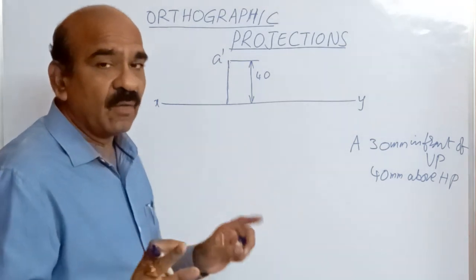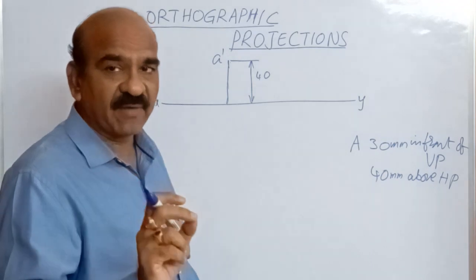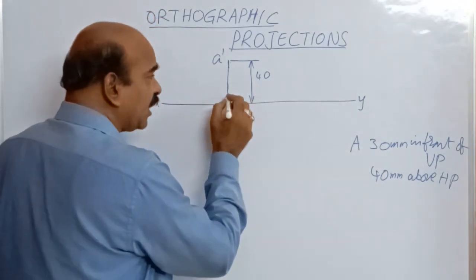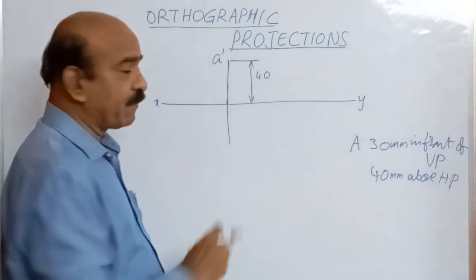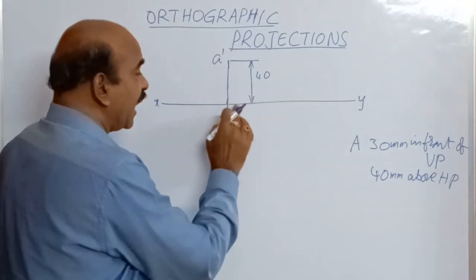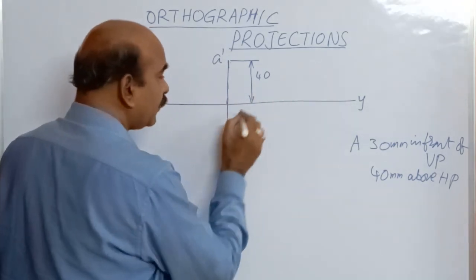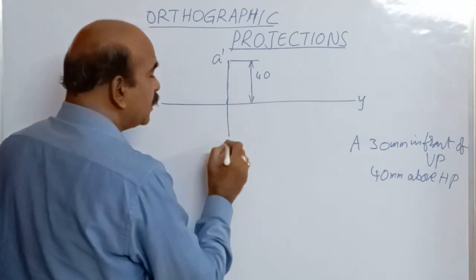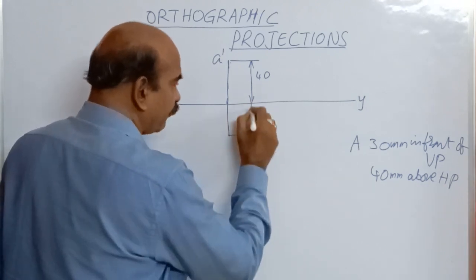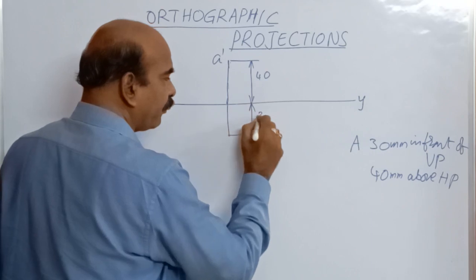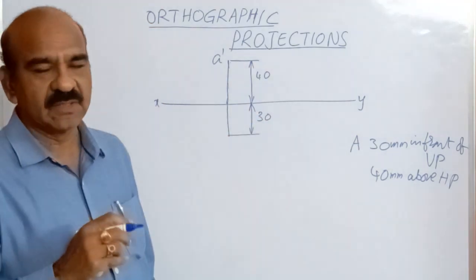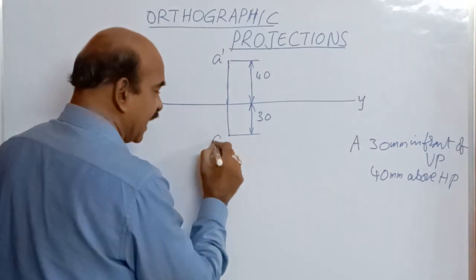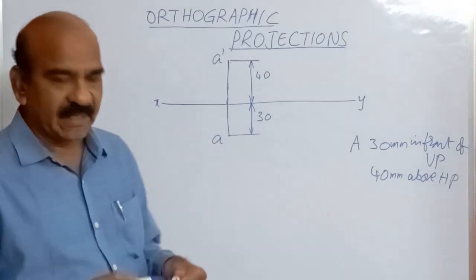It is perpendicular to the reference line always. And we are not moving the object. That's why the projection of this point should be on the same line here, perpendicular to the reference line, at a distance of 30 mm. So this is the top view of that point. So the top view is A. The point is called A.